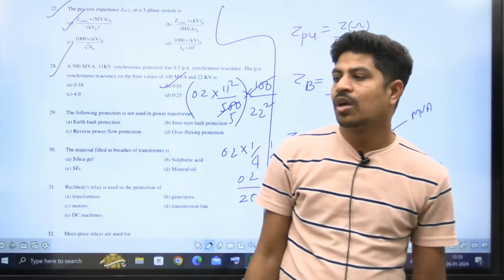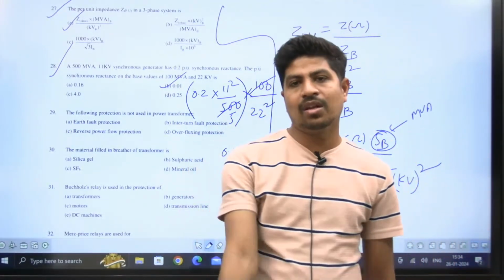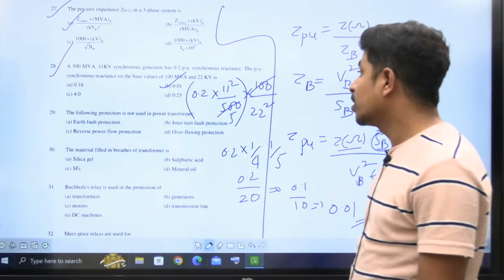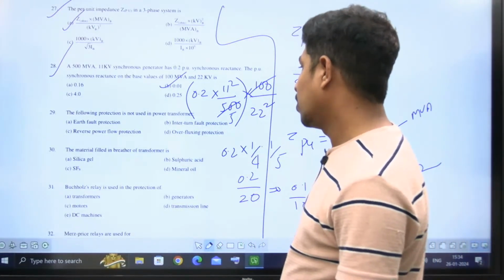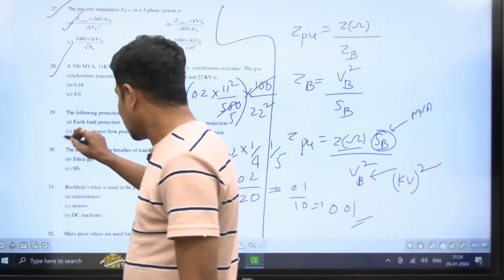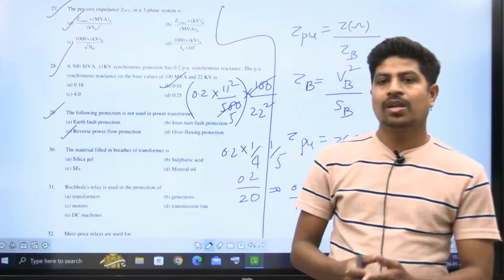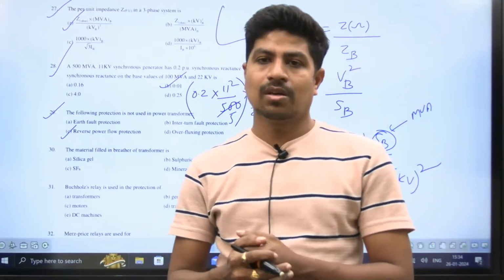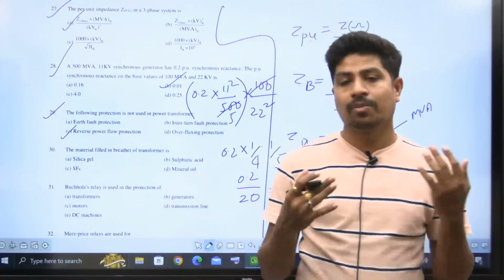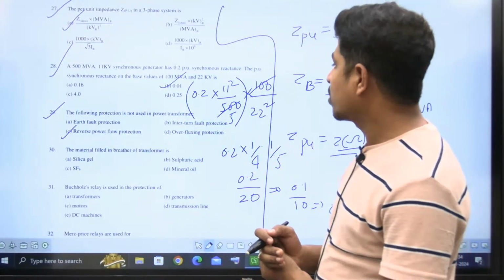That is also one of the simplest questions. If you know the concepts this way, you can very easily solve any given problem. Next question: the following protection is not used in power transformer: earth fault protection, interturn fault protection, reverse power flow protection. The reverse power flow protection is not required for a transformer, because reverse power flow is used only for generators and motors. A motor must take power, and a generator must give power according to our requirement.